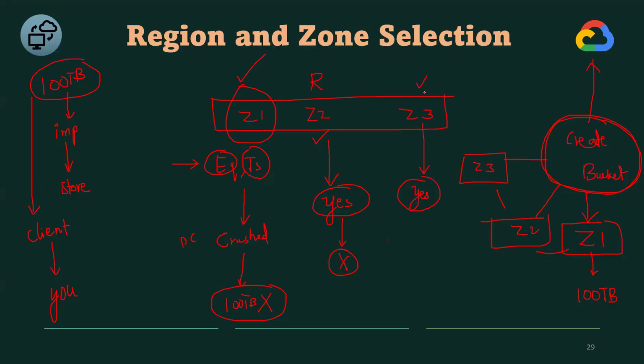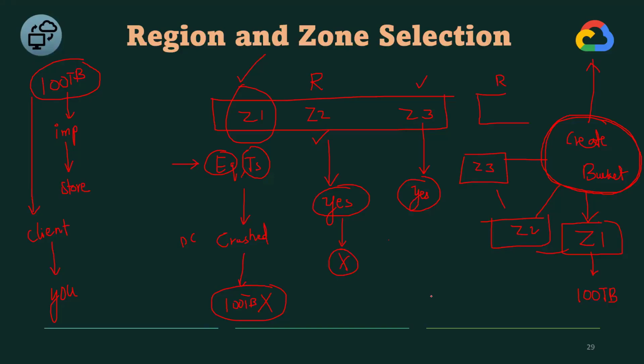Sometimes the entire region itself is crashed. In that case, you can also go for multi-regions. You can also select multi-regions. What about price, sir? If I select 3 regions, then the price will also vary. It will be high, of course, right? This is nothing but disaster recovery, no, sir? Yes, this is nothing but disaster recovery.